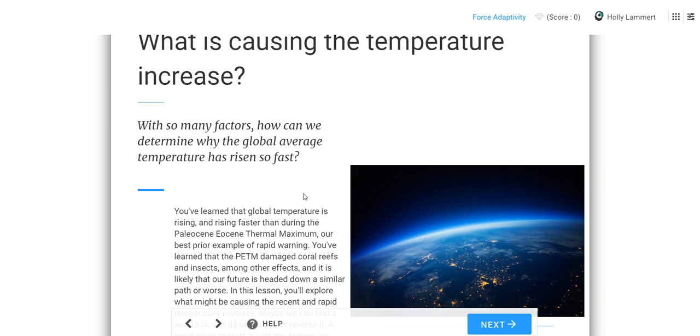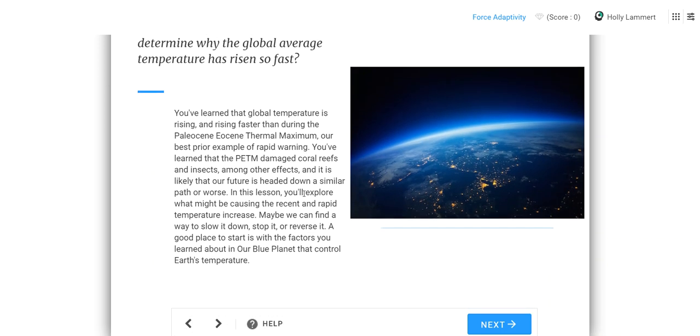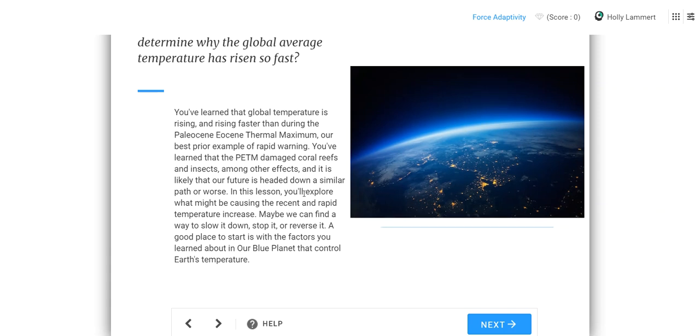You've learned that global temperature is rising, and rising faster than during the Paleocene-Eocene thermal maximum, our best prior example of rapid warming. You've learned that the PETM damaged coral reefs and insects, among other effects, and it is likely that our future is headed down a similar path or worse. In this lesson, you'll explore what might be causing the recent and rapid temperature increase. Maybe we can find a way to slow it down, stop it, or reverse it.